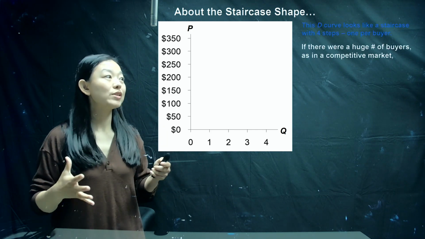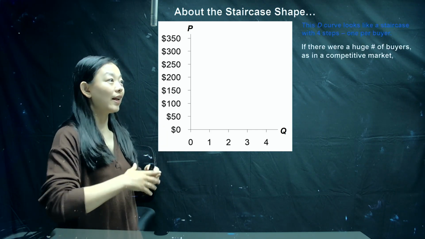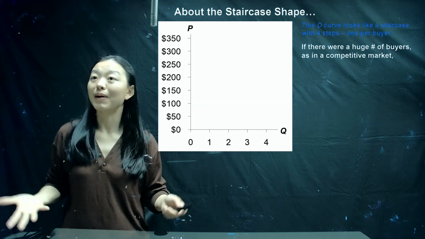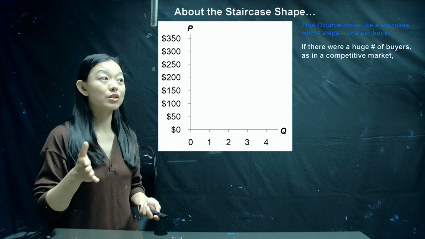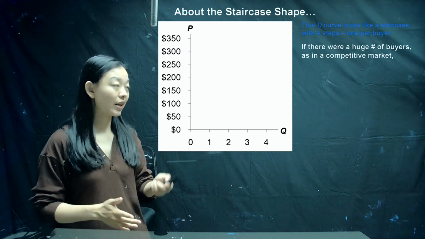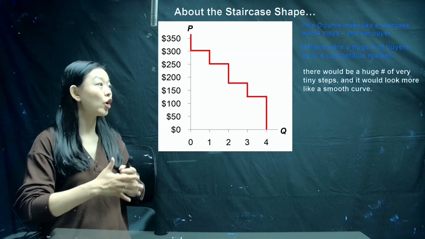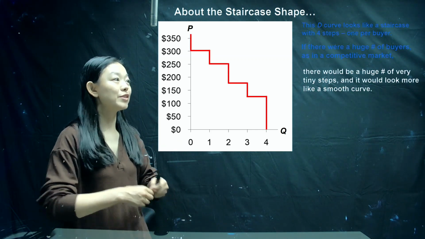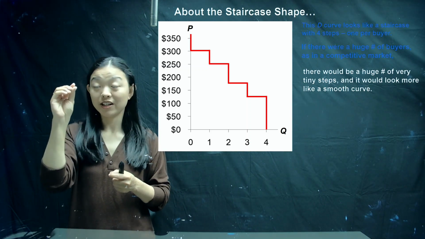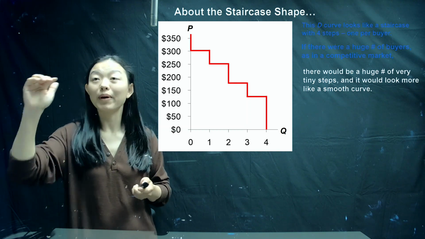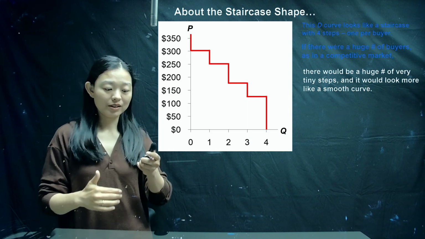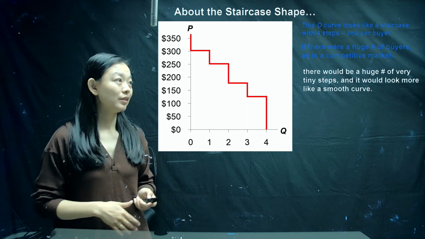1 person will buy 1 unit. So if there are a huge number of buyers in a competitive market, not only 4 buyers, here we just assume there are only 4 buyers, right? If there are a huge number of buyers in the market, then there could be a huge number of teeny steps, which will make our demand curve look like a smooth downward sloping demand curve as what we learned before.